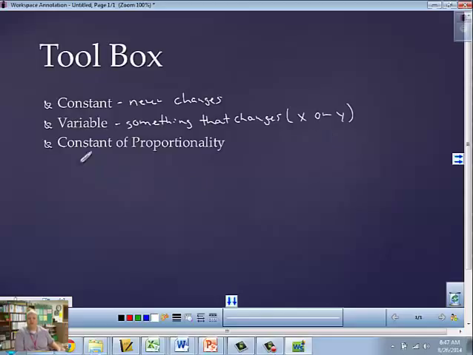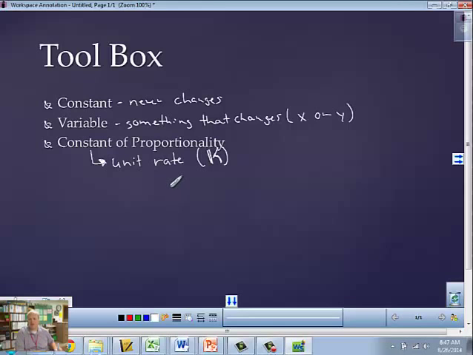Now, the constant of proportionality is just a big, old, fancy word for my unit rate. Remember a couple days ago when we figured out the unit rate? That's all this constant of proportionality is. And we're going to represent this by the letter K. So this is your K. When I talk about what is the K, what's the constant of proportionality, that's what I'm looking for. It's simply the unit rate.